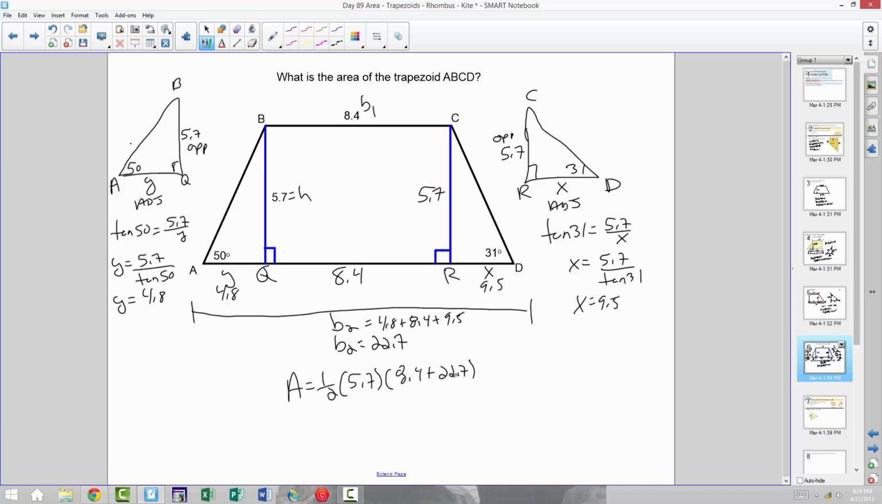So half times 5.7 times the sum of my bases, which is 8.4 plus 22.7. And my area is 88.635 units squared. So with area of a trapezoid, it's not just plugging the numbers into the formula. You might have to do some trigonometry, Pythagorean theorem, or special right triangles to solve for either the height or base 1 or base 2.